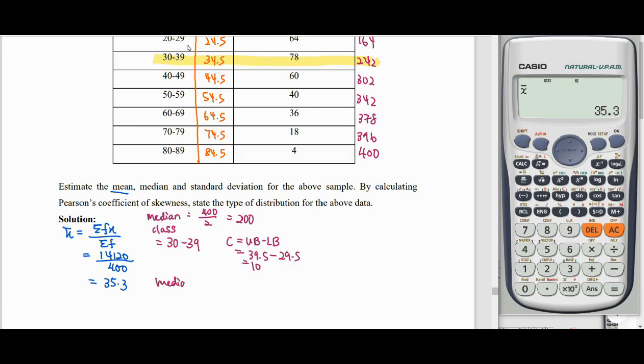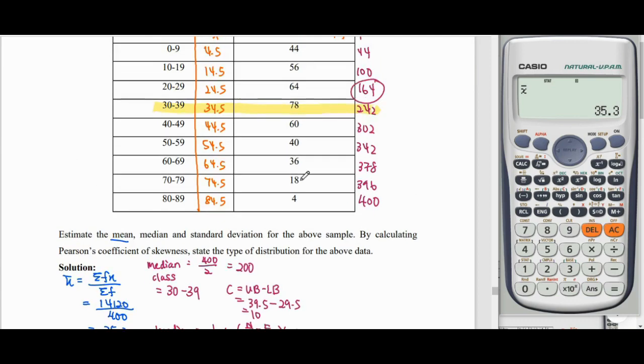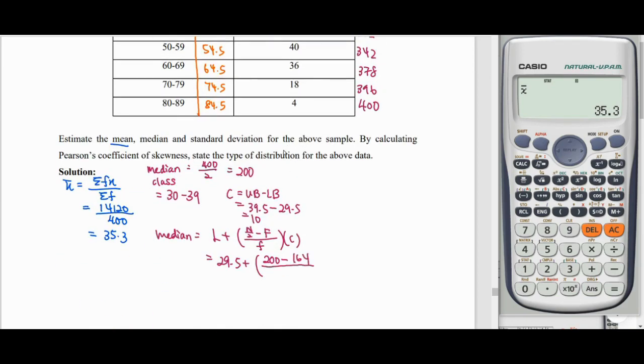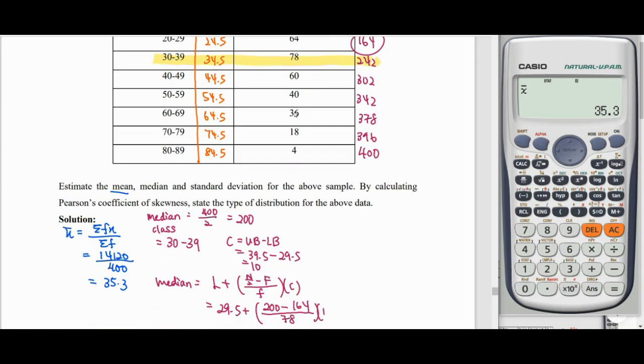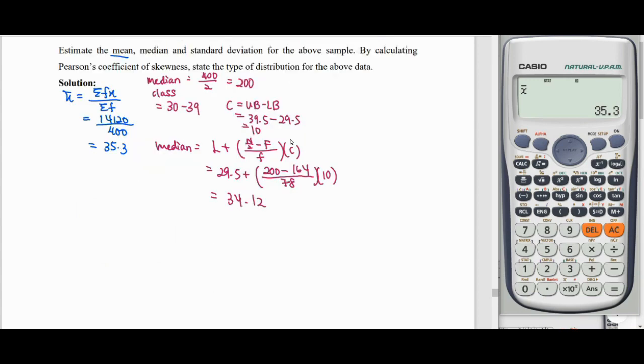So lastly, we put in the formula. Median will be equal to lower boundary plus the position n over 2 minus cumulative frequency over frequency times the size of the class. So the lower boundary for this class is 29.5. Position 200. Cumulative frequency before this is 164. Its own frequency, 78. Size of the class, 10. So lastly, we can get 34.12. Then we proceed to finding the standard deviation.